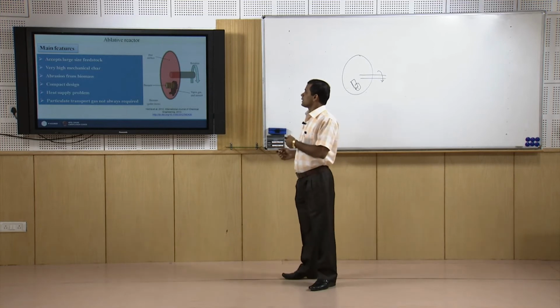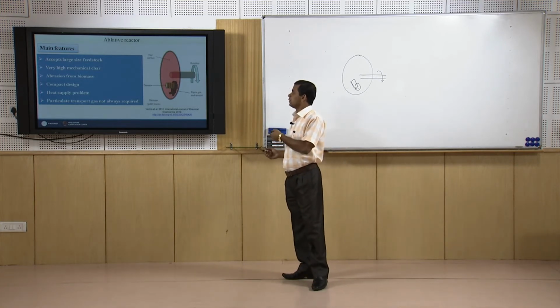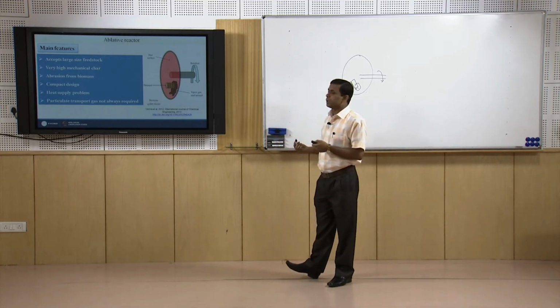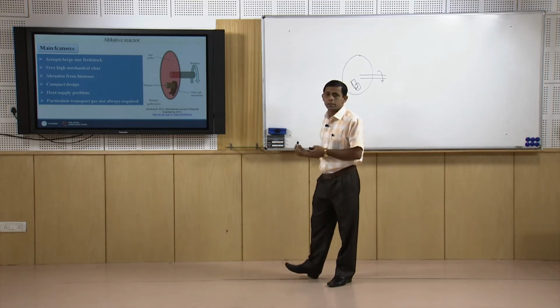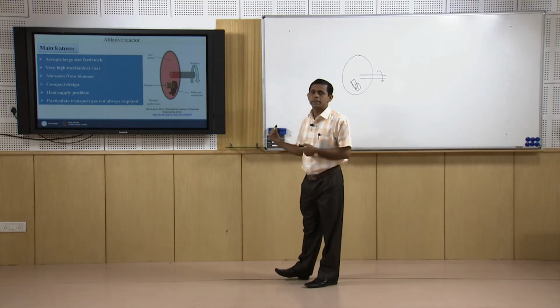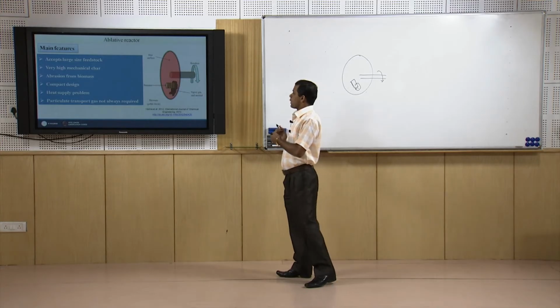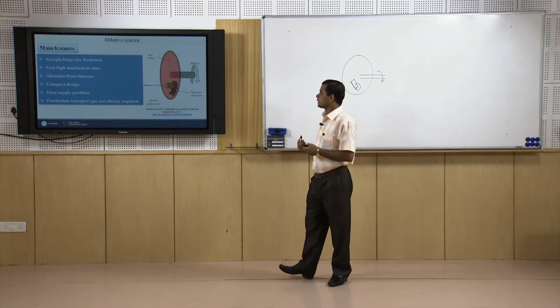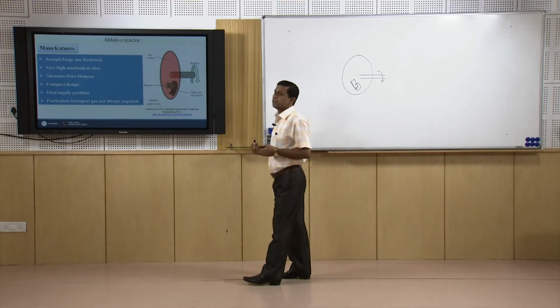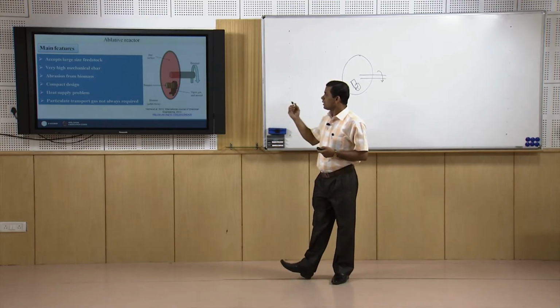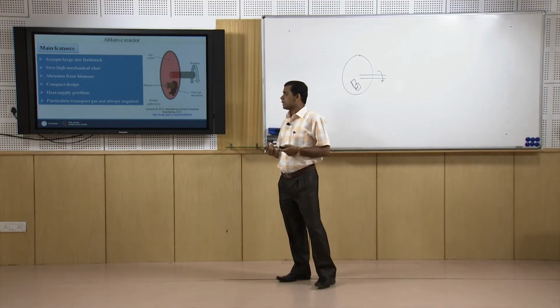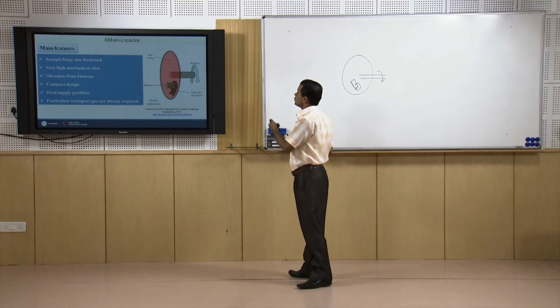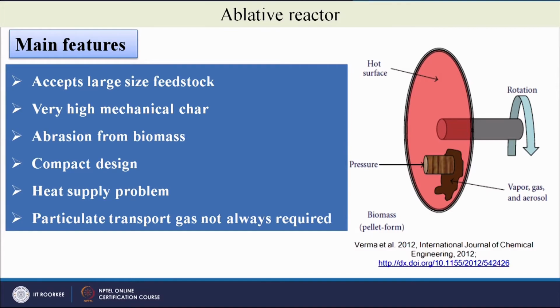One disadvantage of this process is how to heat the system. In other cases we use hot gases, but here we are not using any hot gas, we are heating the plate only. So how the plate will be heated is the main problem here. The advantage is that this is a compact reactor and it does not require any sweeping gas. That is another important advantage, but the disadvantage is how to heat the biomass. This is not commercially used yet.